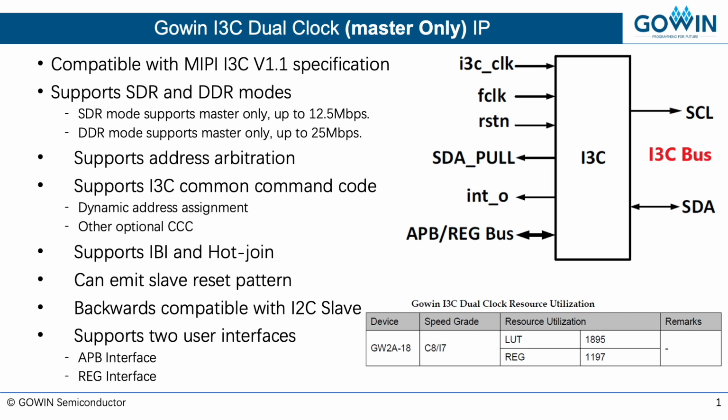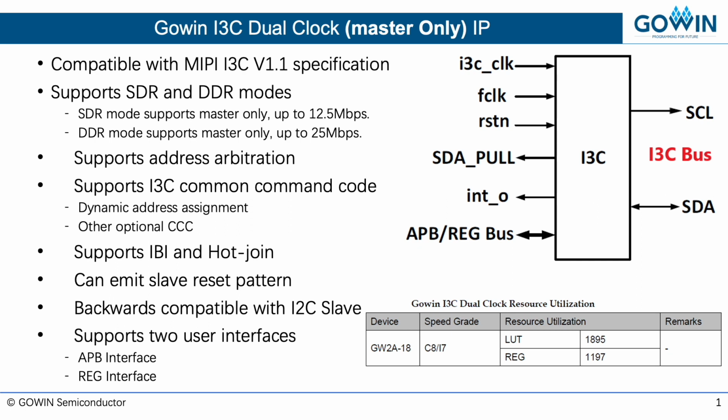As for the features, we have implemented all the mandatory features of I3C 1.1 spec. They include 12.5 megabit speed at single data rate mode and 25 megabit speed at double data rate mode of operation. Like the single clock version of this IP, we support dynamic address assignment DAA, in-band interrupts IBI, hot join, and we also support slave reset to reset any stuck slave on the I3C bus. APB interface or simple register-based interface is provided to connect to sensors.